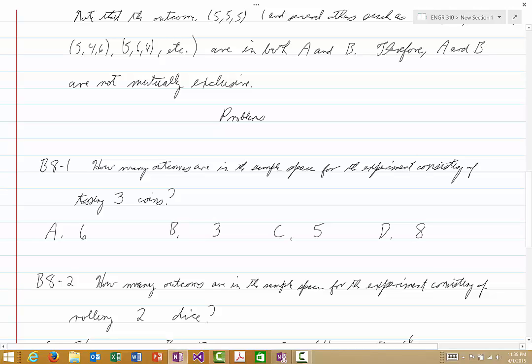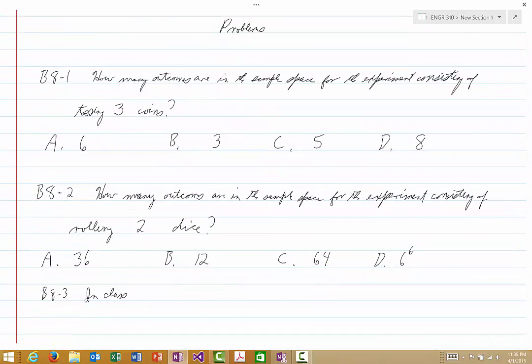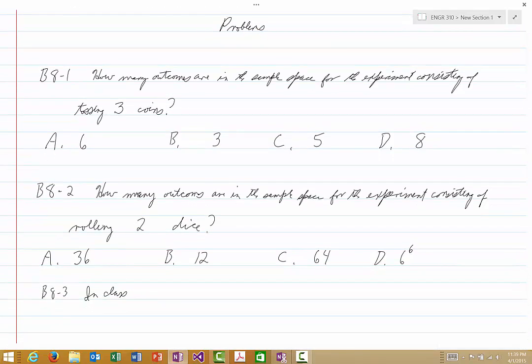So now let's look at some problems for this section. Problem 8-1: how many outcomes are in the sample space for the experiment consisting of tossing 3 coins? Choice A is 6, choice B is 3, choice C is 5, and choice D is 8. And for problem 8-2, how many outcomes are in the sample space for the experiment consisting of rolling 2 dice? Choice A is 36, choice B is 12, choice C is 64, and choice D is 6 to the 6th power.